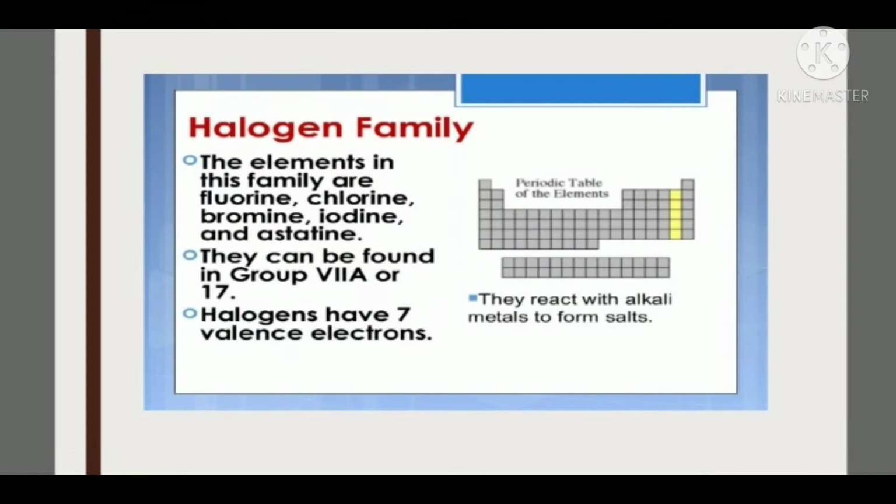And now, we have also the halogen family. The elements in this family are fluorine, chlorine, bromine, iodine, and astatine. They can be found in group 7A or 17. Halogens have 7 valence electrons. They need 1 more valence electron to complete the stable electrons.